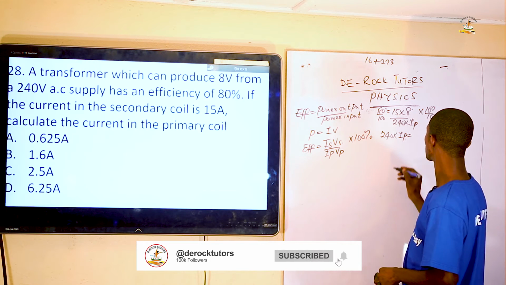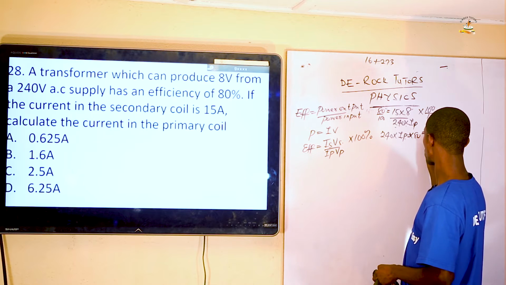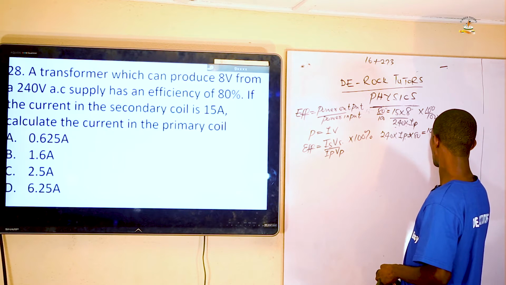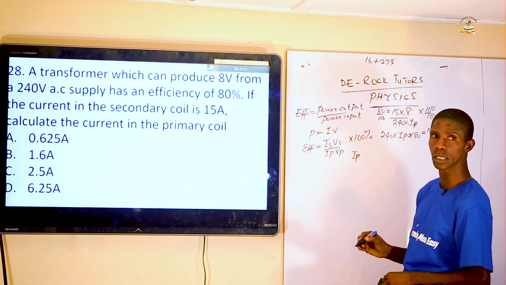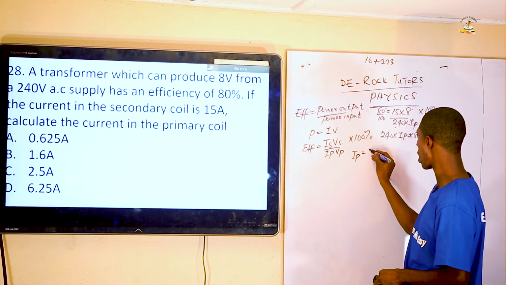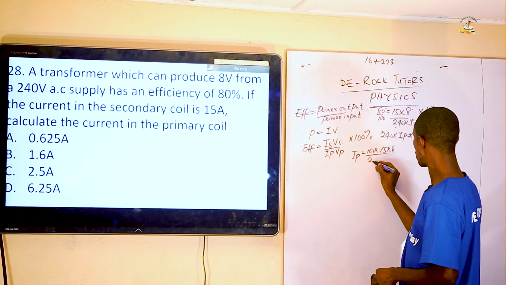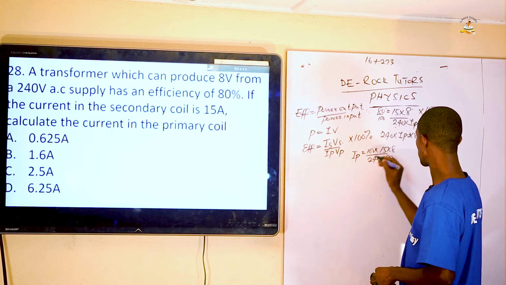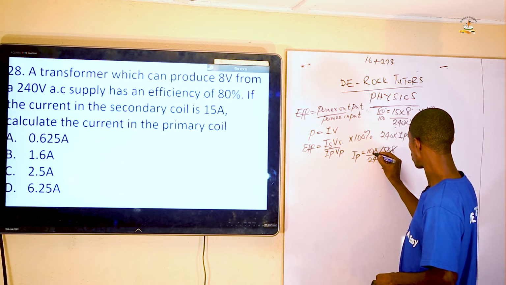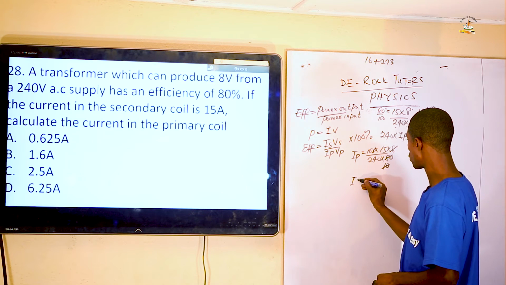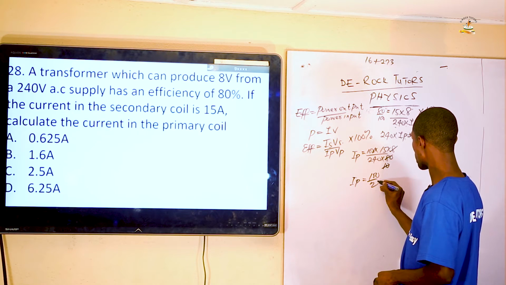So this is 240 multiplied by the current in the primary, then multiplied by 80, equals 100 multiplied by 15 multiplied by 8. If I now make IP the subject of the formula, which is the current in the primary, I will have 100 multiplied by 15 multiplied by 8 over 240 multiplied by 80. Then 8 can go into 80 10 times, and this 10 again can go into 100 10 times. So I will now be left with 10 multiplied by 15, which will give me 150 over 240.